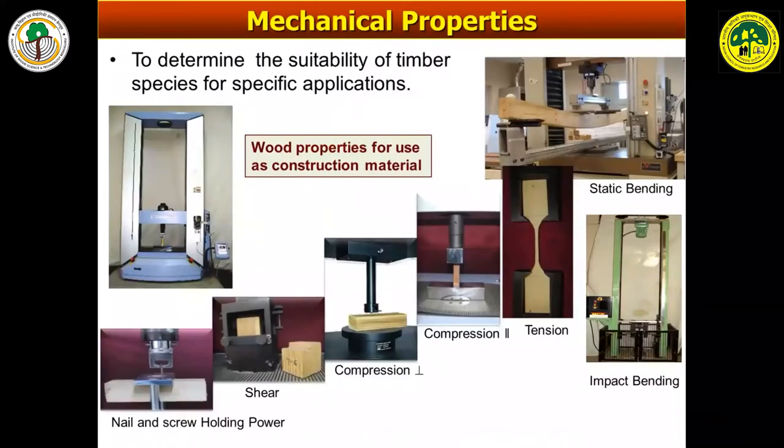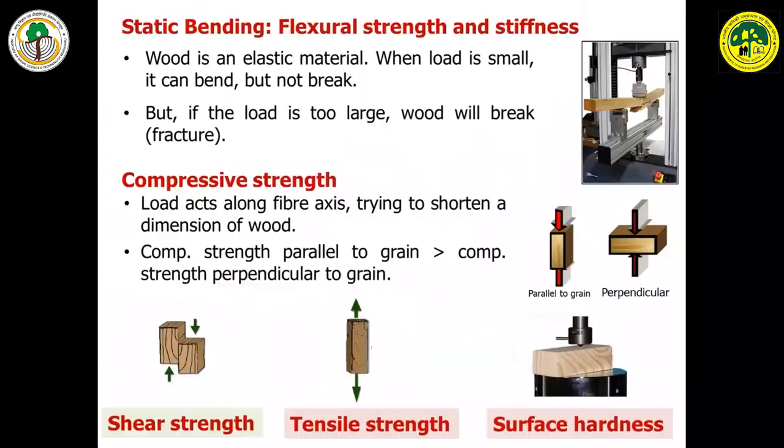Next, very important, is what are called the mechanical properties of wood. We have to determine, when we apply force or put some load on the wood, how the wood is going to behave as a material. So there are different mechanical properties of the wood, like static bending, which gives the strength and the stiffness. Similarly, we have tension, compressive strength along the grain and perpendicular to the grain, shear strength, nail and screw holding power, impact bending. These are the different mechanical properties which need to be studied as per the Indian standard.